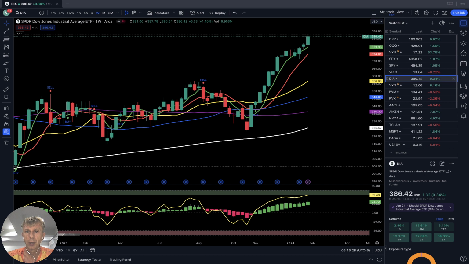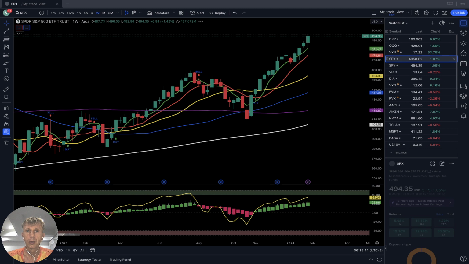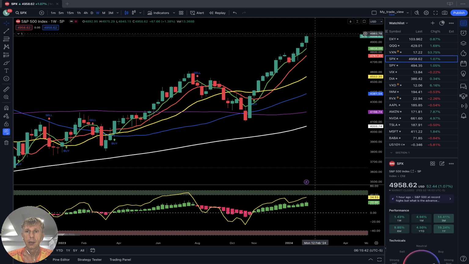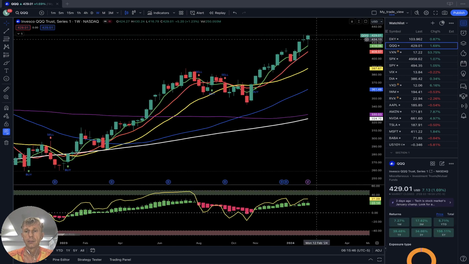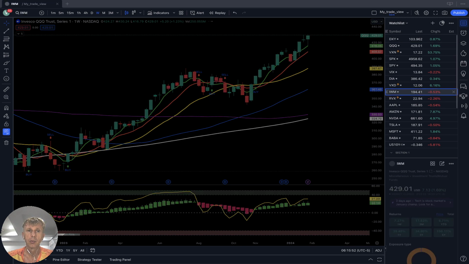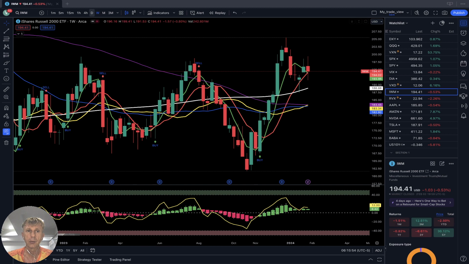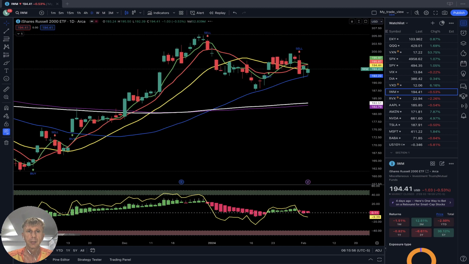Dow Jones still positive. And all of them did all-time new highs this week, remember. All-time new high. This is a new high, S&P 500, all-time new high. Qs, all-time new high. That's what we observe. Now let's move to IWM. IWM Russell 2000. Russell 2000 not so happy.